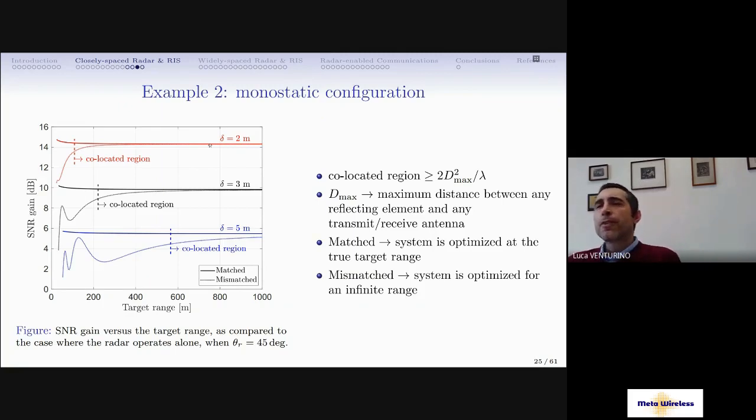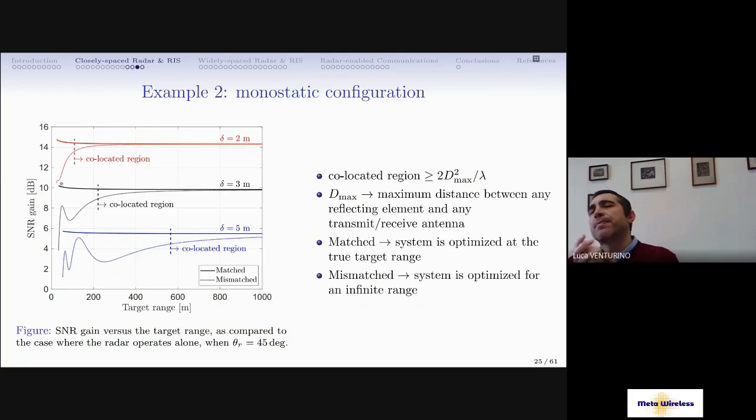And we have different distances between the RIS and the radar of 2 meters, 3 meters, 5 meters. The dotted line instead corresponds to the case where the RIS is optimized to look at infinity. So we look at a very far away target, ideally at an infinite distance, okay?